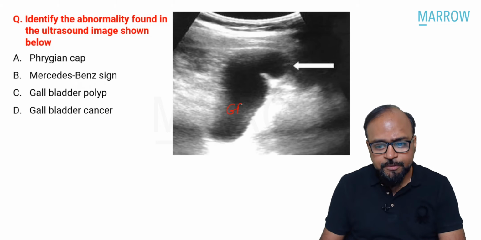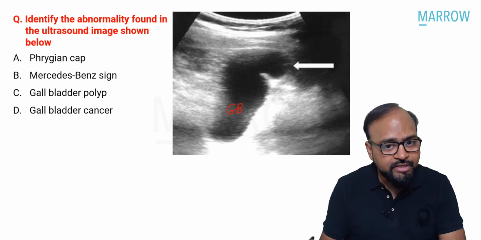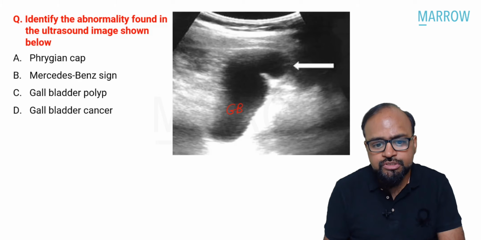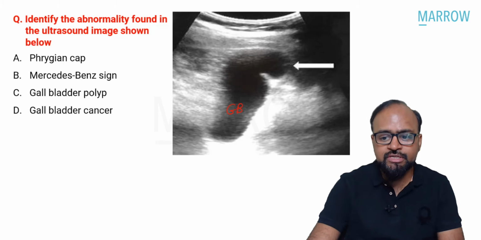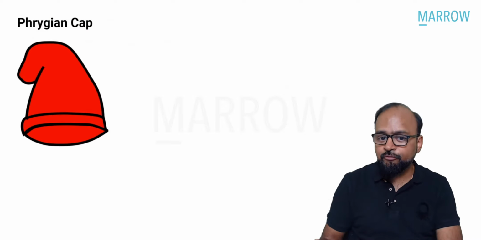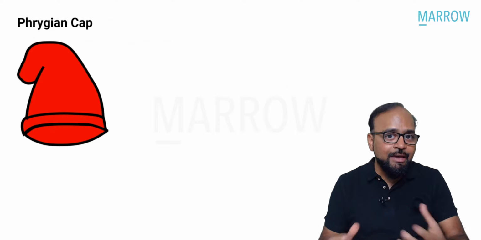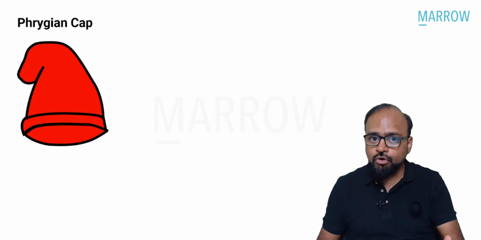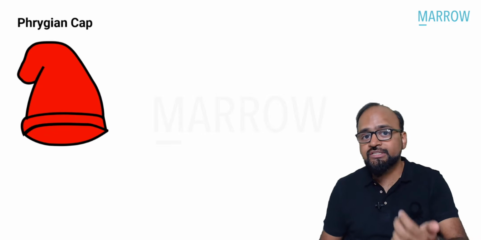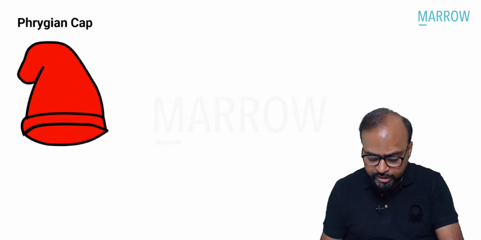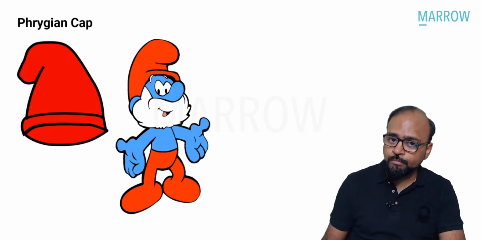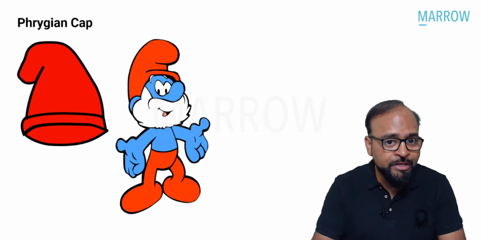So this is the gallbladder. The gallbladder is appearing anechoic, jet black. If you look at the shape of the gallbladder, you see something like this. So what is this? This is called a Phrygian cap. What is a Phrygian cap? It is a cap which is worn by the residents of the country called Phrygia. It was a country which existed in the olden days. Now it is a part of Turkey today. It is also, interestingly, a cap similar to those worn by Smurfs, if you have seen the Smurf movie.